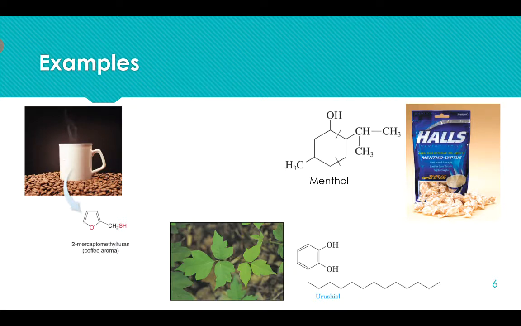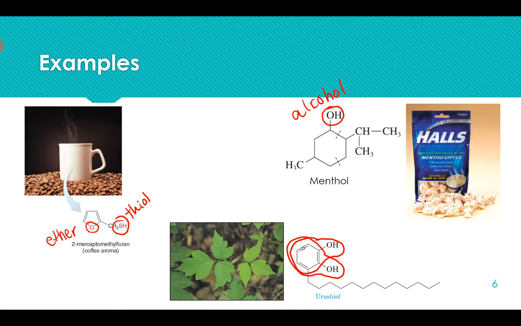Here are some examples of ethers and alcohols in everyday compounds. In a molecule responsible for the smell of coffee, there's an ether and a thiol. Menthol is used in cough drops, Vicks VapoRub, that type of stuff. Menthol has an alcohol group. Urushiol has a phenol. This is kind of a double phenol happening, so either circle would identify a phenol. Urushiol is the compound that's responsible for poison oak and poison ivy rashes.